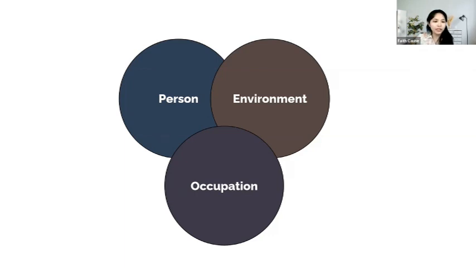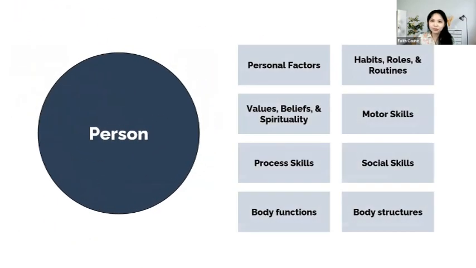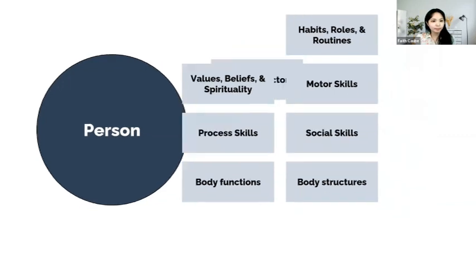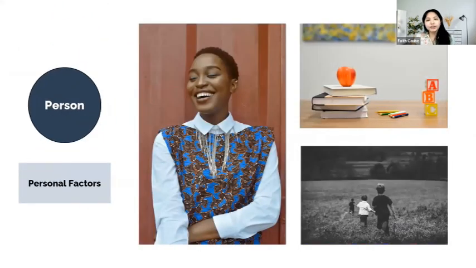The next in our PEO diagram is the person. So we'll also breeze through this, but again, this is a high level overview just so you can understand the scope of OT. So these are all the factors that are found within you, within all of us. Personal factors are the particular background of your life and living that are not part of your health condition. So it would include demographic factors like age, gender, ethnicity, your lifestyle, your level of education, and your upbringing.